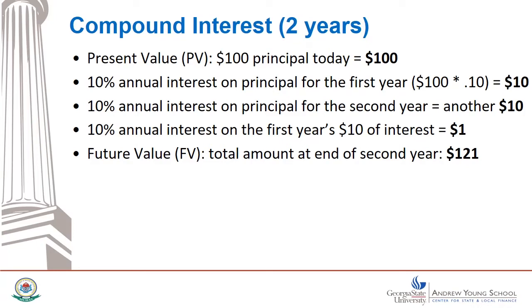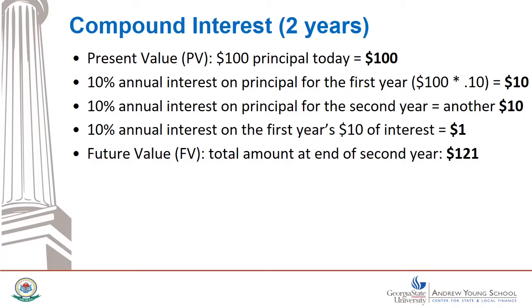Assume the present value, or PV, is $100 of principal today. Assume further that you can earn 10% annual interest on the amount of principal invested. By the end of the first year, you would earn 10% times your initial $100, or $10. Not showing here, but at the end of 1 year, your account would consist of the initial $100 and the interest earnings of $10, totaling $110.